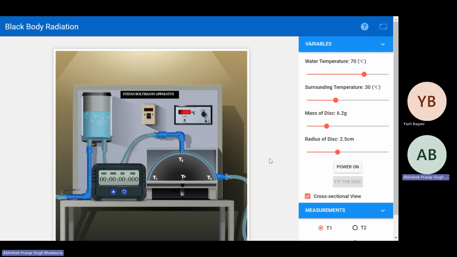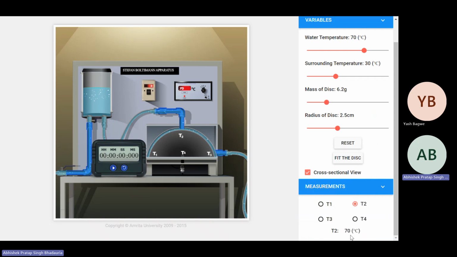Now this cross sectional view is already enabled, so we can visualize the internal structure. Now we'll click on the power on. Now we have achieved the steady state. Just see this, T1 is 70 degrees Celsius. Enable this T2. T2 is also 70 and T3 is 73 degrees Celsius.